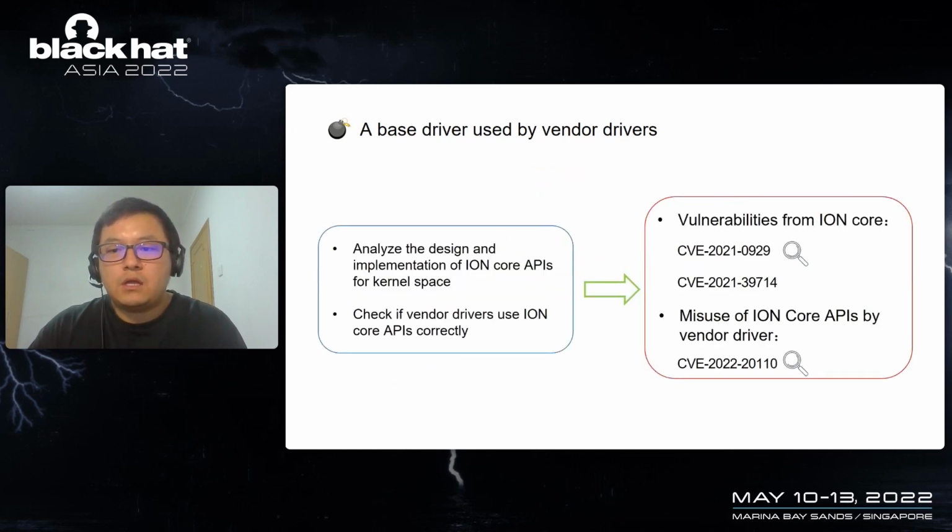So according to these aspects, we analyzed the design and implementation of all ION core APIs for kernel space and their correct usage for vendor drivers. We also checked the code of many vendor drivers to see if they use the APIs correctly. And we finally found some typical vulnerabilities. There are 2 vulnerabilities from ION core, which are CVE-2021-0929 and CVE-2021-39714. There is a vulnerability caused by vendor drivers' misuse of ION core APIs, which is CVE-2022-20110. Let's have a look at CVE-2021-0929 and CVE-2022-20110.